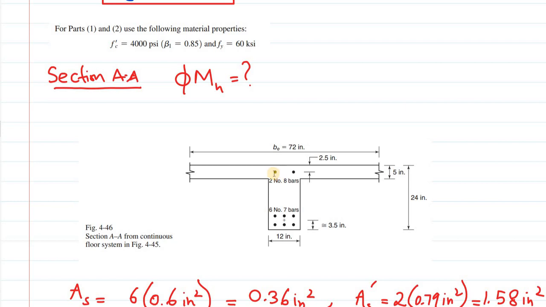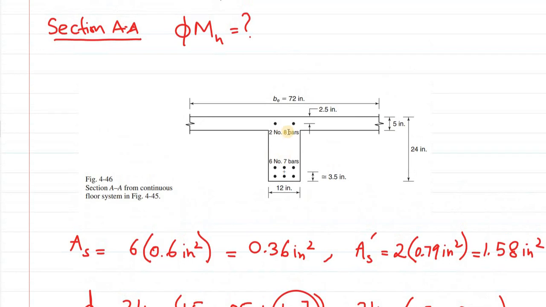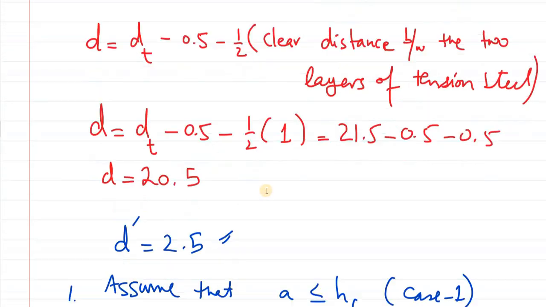Now you have seen that although we had some bars in the compression region, these two number 8 bars were in the compression region, and they are present, they are acting as compression reinforcement, but we haven't included them in our analysis. What is the reason? Look at the depth of neutral axis.